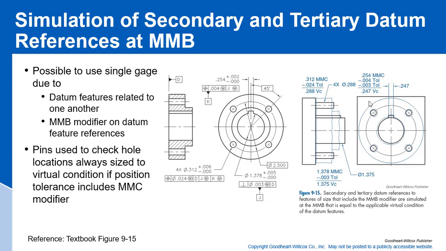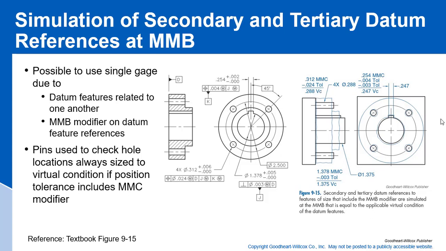And so what this gives us is a 247 virtual condition of the slot. So what we do is we have a simulator that picks up that key slot at 247 thousandths. Now once we have that, we're going to put our pins in at the virtual condition, which will be the 312, which is our MMC, minus the 24 thousandths of our tolerance here. So we got the pins in at the 288 thousandths, which is our virtual condition.